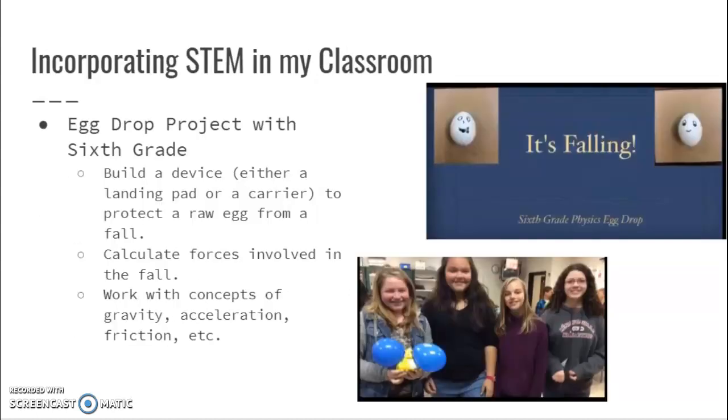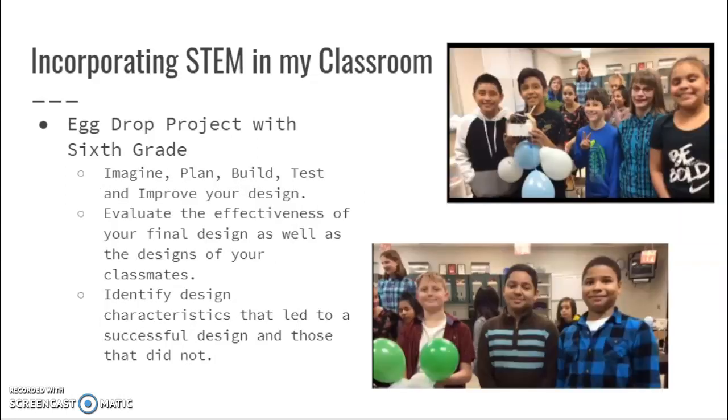To incorporate STEM in my classroom, I've used an egg drop project in my 6th grade classroom and as part of my STEM special area class. I asked students to build either a landing pad or a carrier to protect a raw egg from a fall. In my 6th grade classroom, this project was part of a physics unit where we were focusing on working with the concepts of gravity, acceleration, friction, and force.